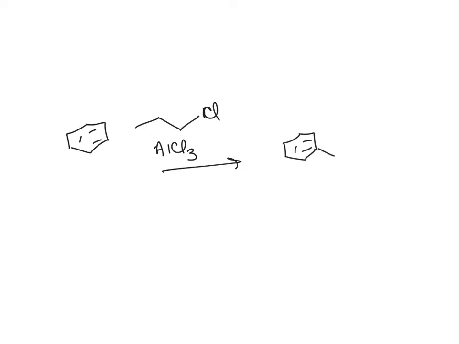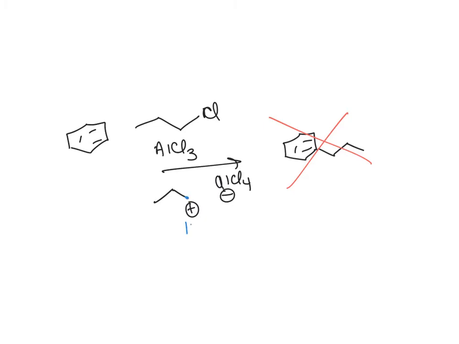So, an example, what if you had this, okay, and you say, well, okay, I'm going to get this. I'm going to tell you you're not going to get that, because what's going to happen is you're going to generate your carbocation. Okay, so there's your strong electrophile.